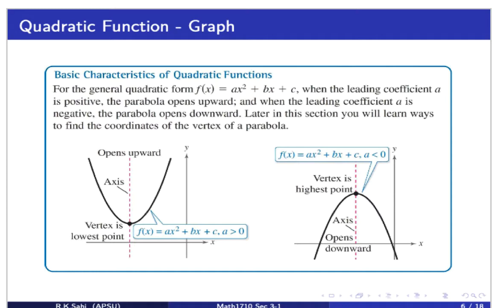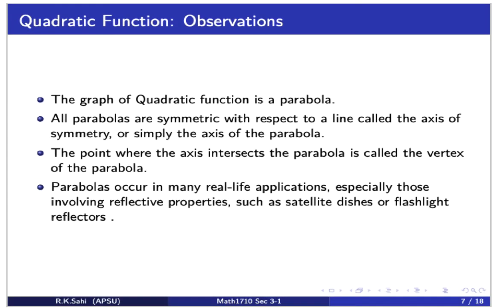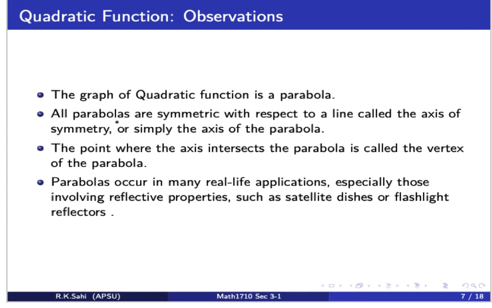Now, in the language of mathematics, what do we call it? Let's look at that. Now, the graph of a quadratic function is a parabola, we just said. All parabolas are symmetric with respect to a line called the axis of symmetry. For example, in our previous slide, we looked at this simple expression. So this y-axis here is the axis of symmetry.